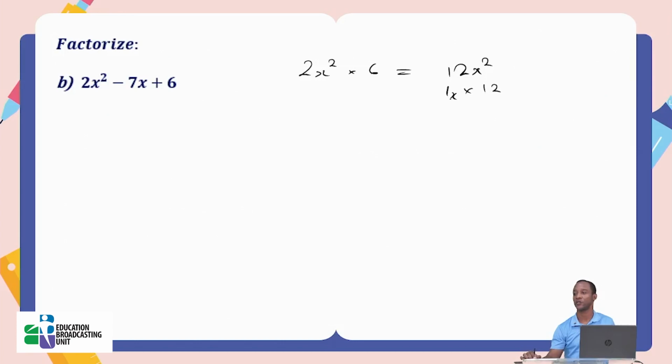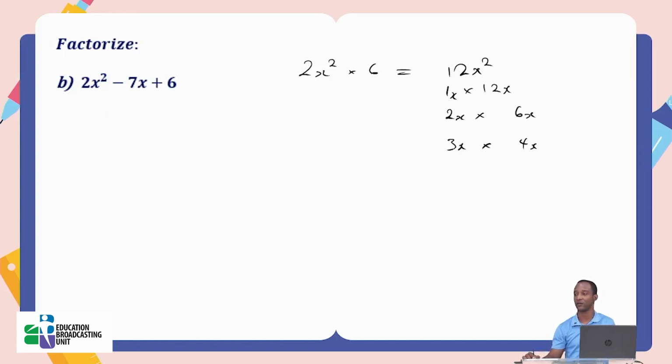As I said before, we can use 1x times 12x. That will give us 12x squared. Then we have 2 times 6, which will also give us 12. So we can say 2x times 6x, which will give us 12x squared. Let's try 3. 3 times 4 gives us 12. So that's 3x times 4x gives us 12x squared. So all these pairs of factors will give us 12x squared. However, which pair of factors will give us negative 7x?